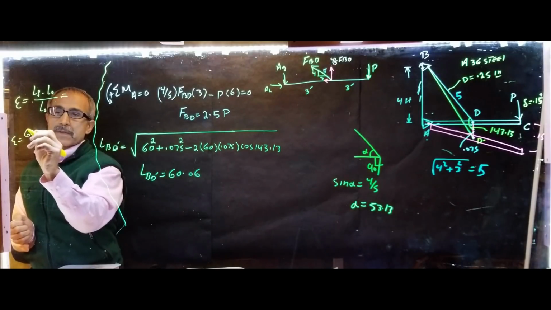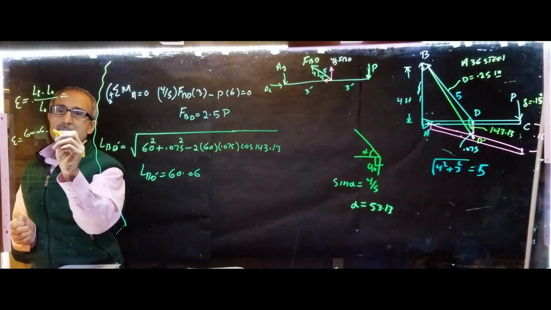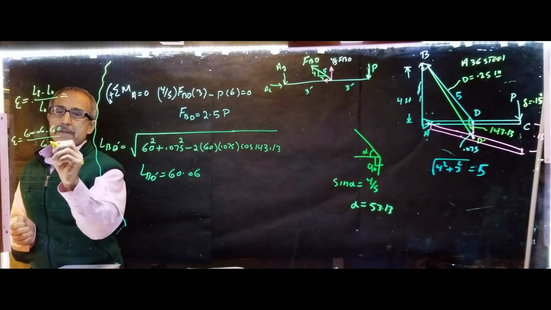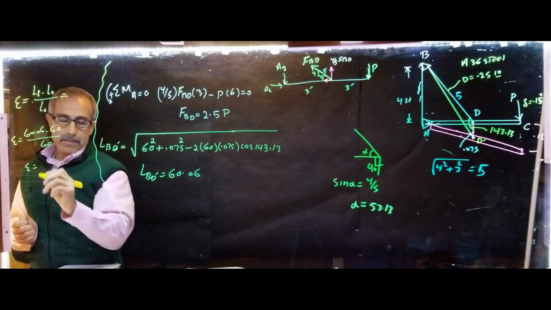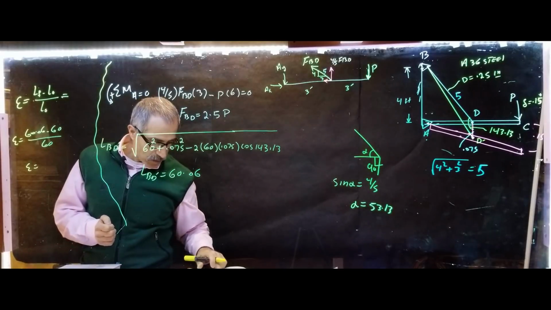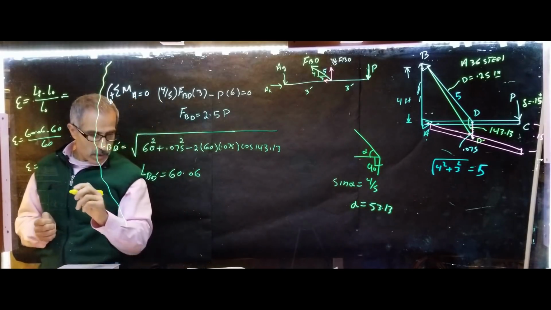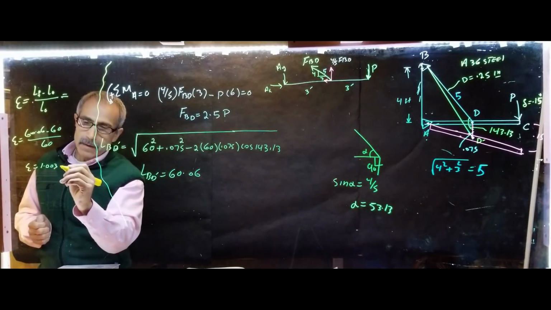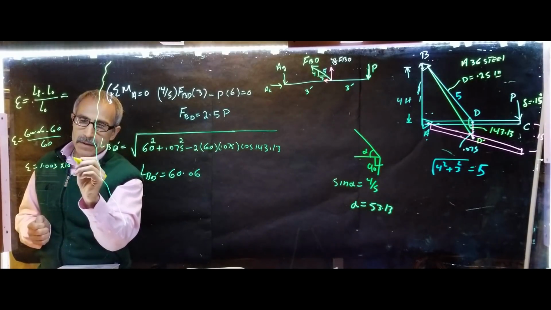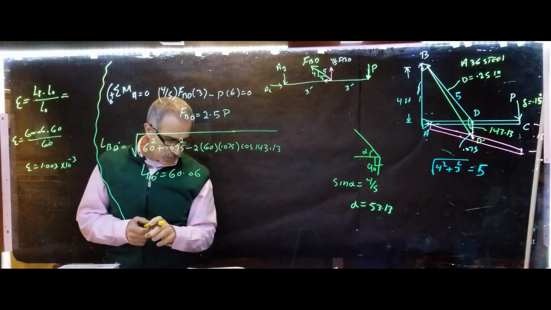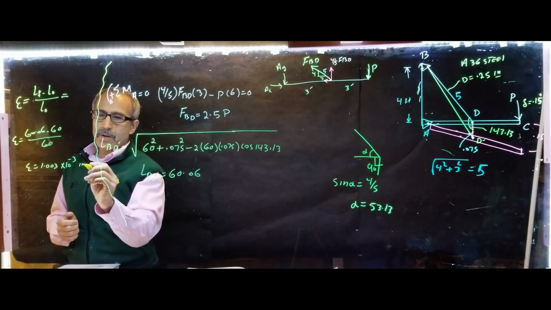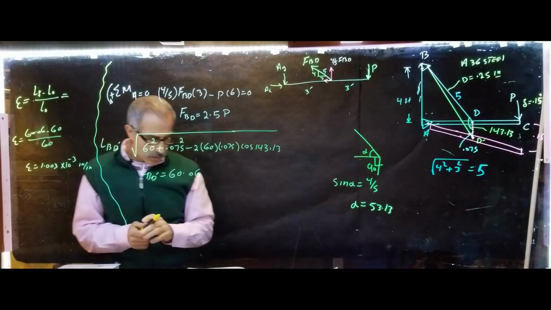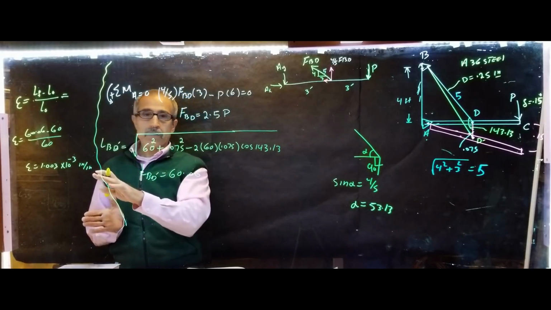So that comes out to 60.06 minus 60 divided by 60. And my strain comes out to 1.003 times 10 to the -3. And that's what we usually call inch per inch, right? So now I have figured that out, so we know that.